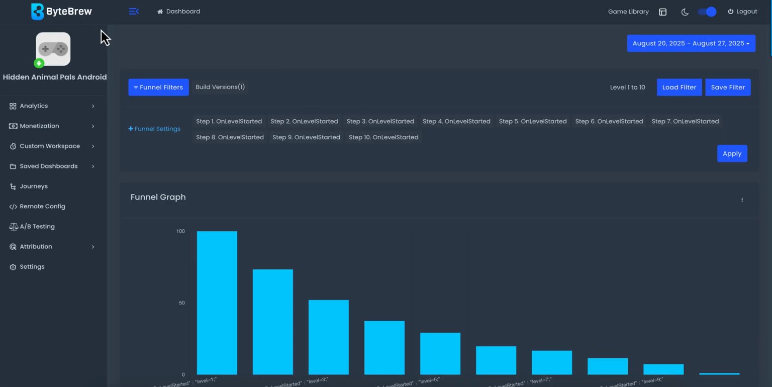So first of all, you're looking at ByteBrew here. This is analytic software. ByteBrew is an SDK that you can add to your Unity projects, and it allows you to see different types of data in your project, and you can send that data anytime a user does something. You can trigger an event, and that event can be stored on your analytics dashboard where you can then analyze it and understand what's actually happening or not. So this is from one of the first tests I did for Hidden Animal Pals, and it's from August the 20th to August the 27th.